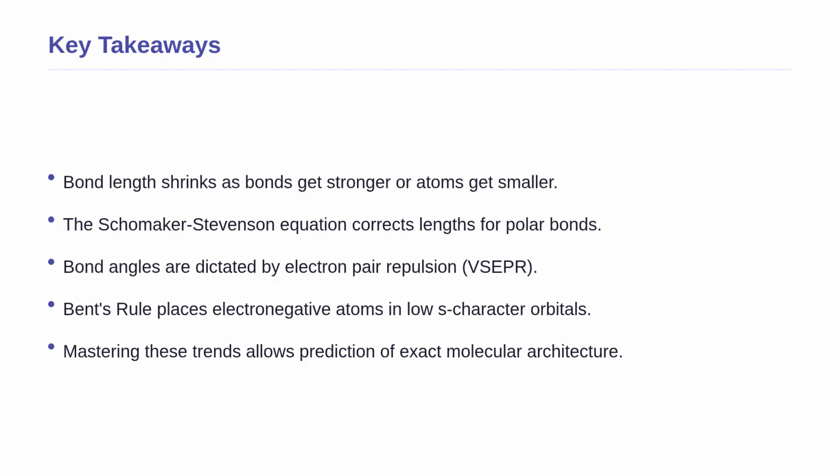First, bond length tells us how tightly two atoms are held together, and we learned how the Shoemaker-Stevenson equation corrects this distance for polar bonds. Second, bond angles reveal the three-dimensional shape of the molecule, driven by electron pairs pushing away from each other. Finally, we saw how Bent's rule helps us predict exactly where highly electronegative atoms will position themselves.